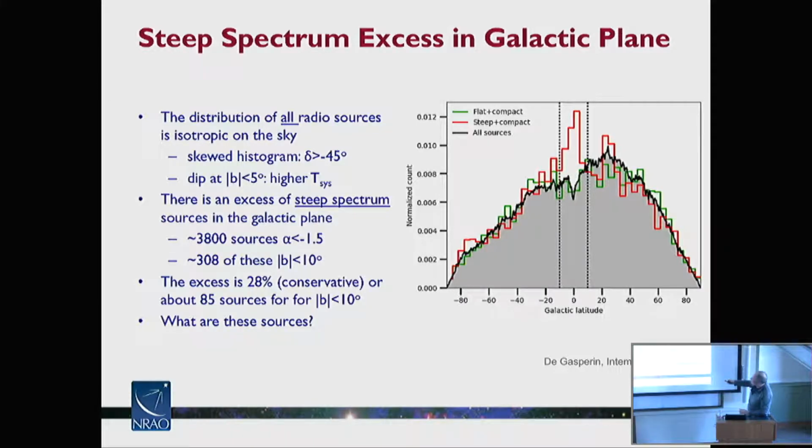And then if you plot, say, flat spectrum sources, the green ones, meaning just one end of the Gaussian, it also follows the general distribution with its bumps and wiggles. But if you say, I'm only going to plot steep spectrum sources, you end up with this weird red bump here at plus or minus 10 degrees. There appears to be some kind of excess, and normalizing and subtracting off, it's on the order of 100 sources or so at low latitudes. There's a lot of steep spectrum sources, but they're not known.